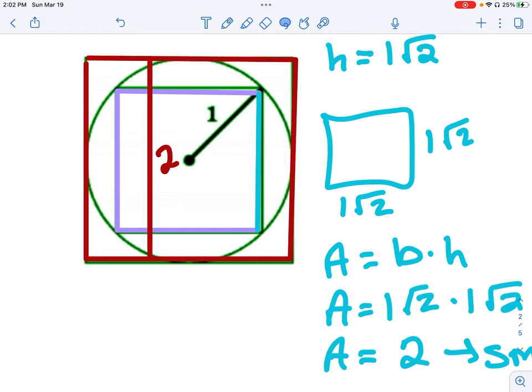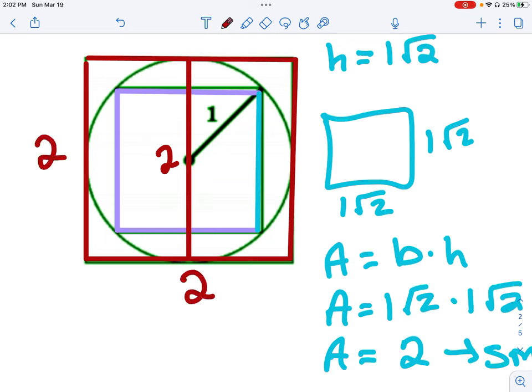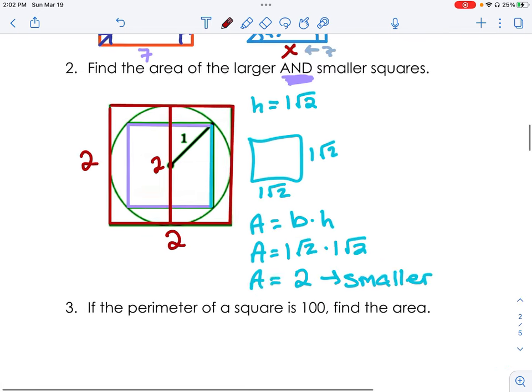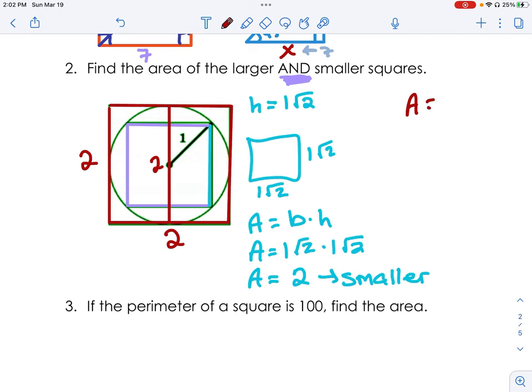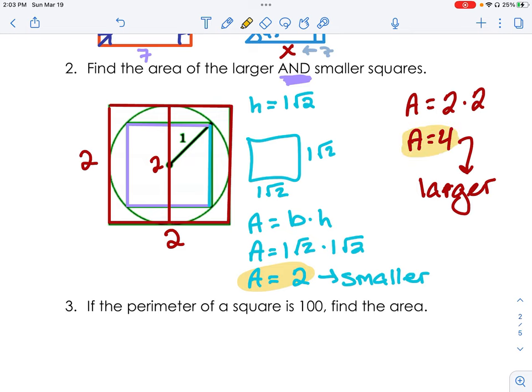So what do I know? Well, my height will always be 2, no matter how many times I move across this square here. And we found that from the diameter of the circle. So if the large square has a base of 2 and a height of 2, because remember squares have 4 congruent sides, I can solve the area as just 2 times 2, which equals 4. So this would be your larger square. So the area of the smaller one was 2. Area of the larger one was 4.